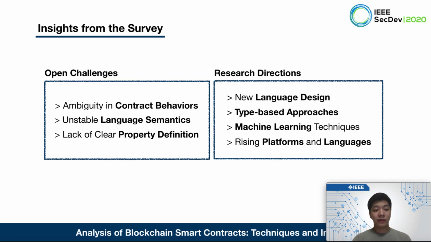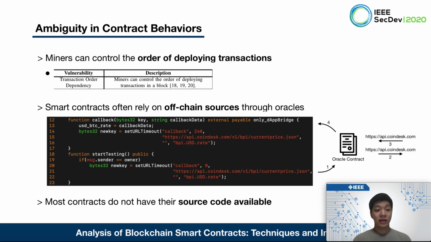As the last part of our research, we here present insights obtained from the survey. Particularly, we introduce 3 open challenges and 4 promising research directions. We explain details in the following slides. The first open challenge is ambiguity in contract behaviors due to 3 factors.